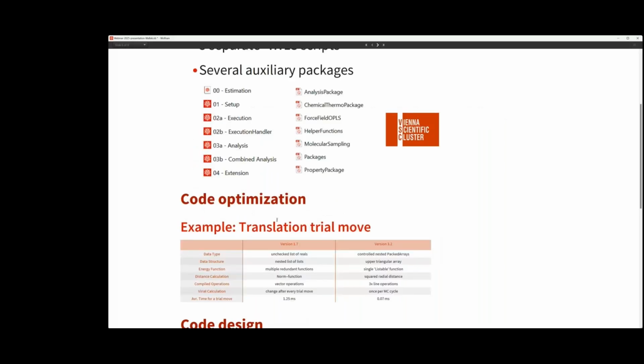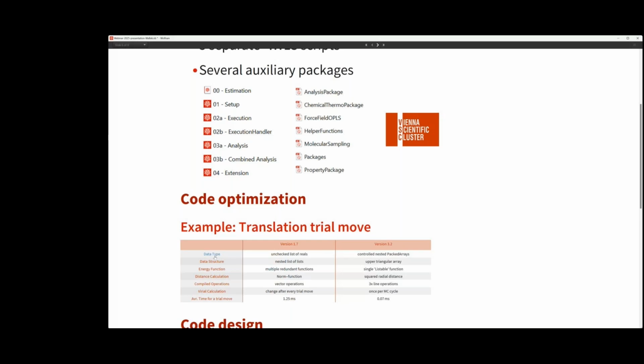Okay, since these Monte Carlo simulations repeat the Monte Carlo steps many times, it's important to optimize the individual Monte Carlo moves in terms of calculation time, which I would like to illustrate here by an example. So concerning the data type, it makes a huge difference whether you use just lists of reals or if you use advanced data types that use an internally more efficient storage format like the packed arrays.